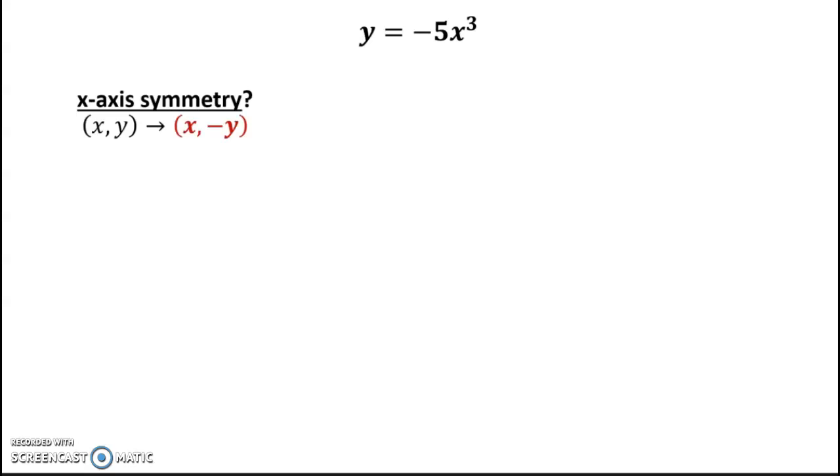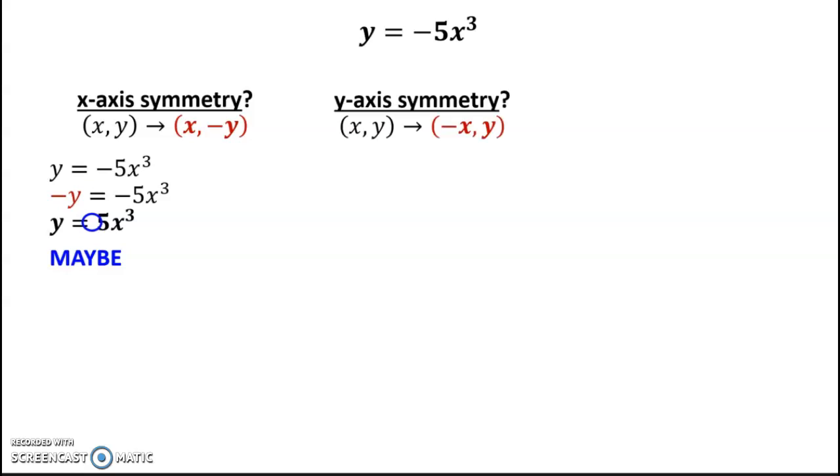To test for x-axis symmetry, we're replacing the y with a negative y. And so this is a maybe because the original is a negative 5x cubed and our negative is gone. It's a positive now. To test for y-axis symmetry, we're replacing the x with a negative x. Remember, when we have a negative number and we raise it to an odd power, our answer is negative. So that's going to make that whole thing positive. And again, this is a maybe because we're missing the negative sign from our original equation.